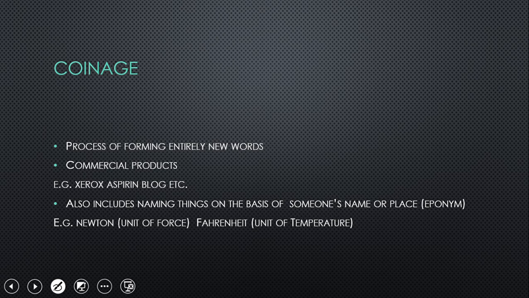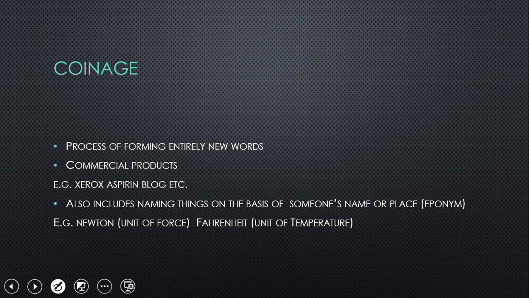Eponym is where you name things on the basis of someone's name, a person's name, or you can also name them because of the place of their origin. For example, if I say Newton, that is a unit of force, that is named after Isaac Newton, and the same goes for Fahrenheit, that is a unit of temperature, and that's also the name of a scientist.